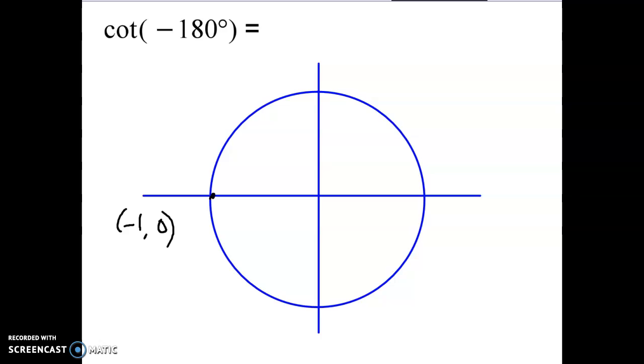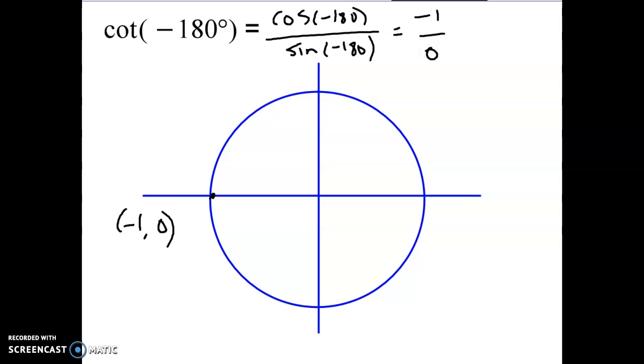Now we're going to use that little phrase that you put down earlier. The other way of remembering cotangent, besides adjacent over opposite, is cosine of negative 180 over the sine of negative 180. Now think about what your coordinates mean. Cosine goes with x, so cosine of negative 180 is negative 1. Sine goes with y, so sine of negative 180 is 0. Anytime I divide anything other than 0 by 0, I get undefined. So my answer to this question is undefined. The cotangent of negative 180 is undefined.